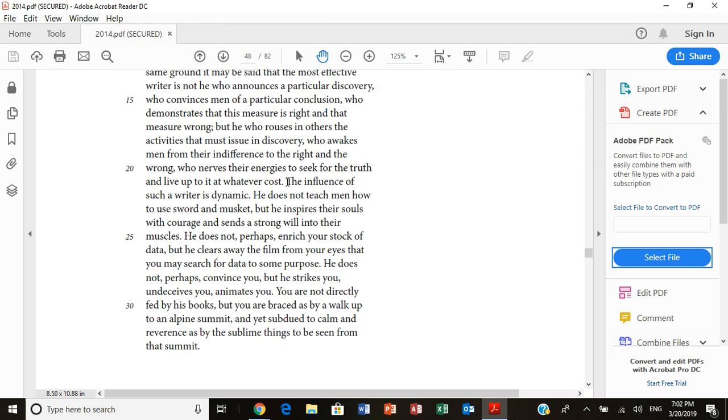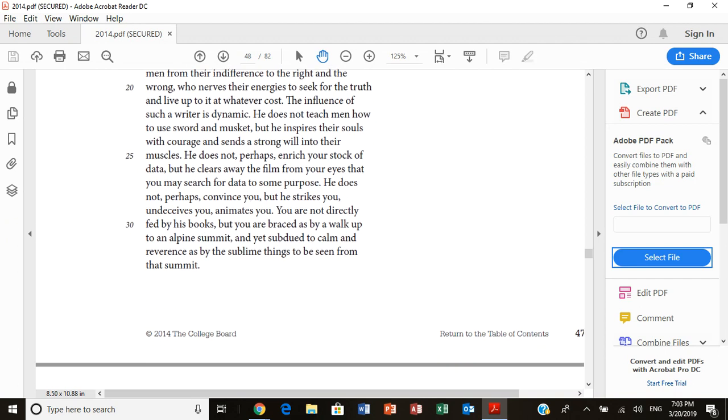Okay, back to here. The influence of such a writer is dynamic. Please notice that after that very long sentence, we get this short, emphatic sentence. He does not teach men how to use sword and musket, but he inspires their souls with courage and sends a strong will into their muscles. He does not, perhaps, enrich your stock of data, but he clears away the film from your eyes that you may search for data to some purpose. He does not, perhaps, convince you, but he strikes you, undeceives you, animates you. Oh, listen to that asyndeton, right?